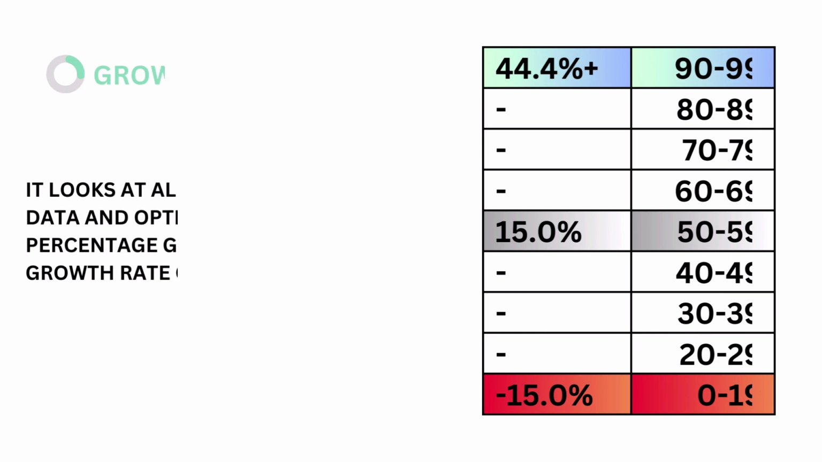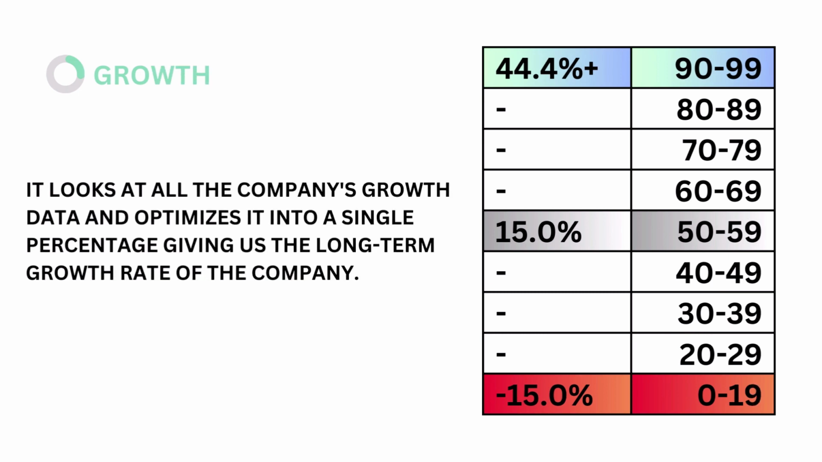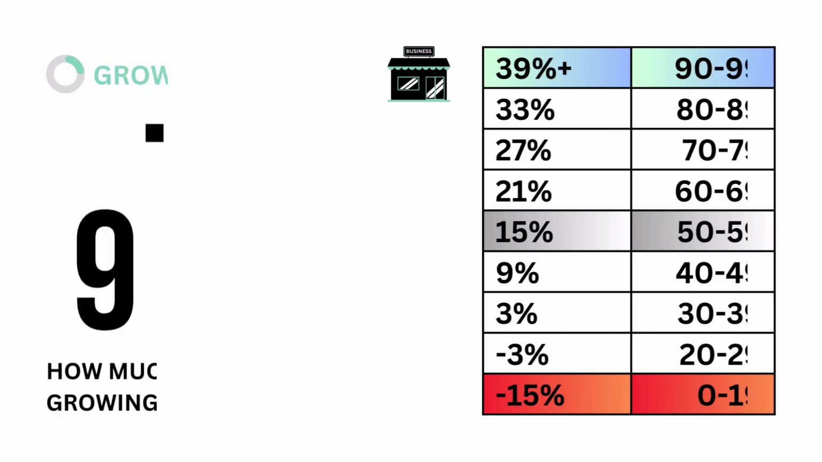First, growth. Growth looks at all the company's growth data and optimizes it into a single percentage, giving us the long-term growth rate of the company. The models tell us that a growth rate of 15% is considered average. Here's our growth grade.